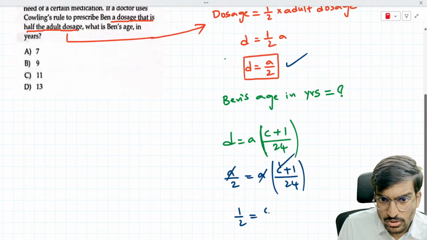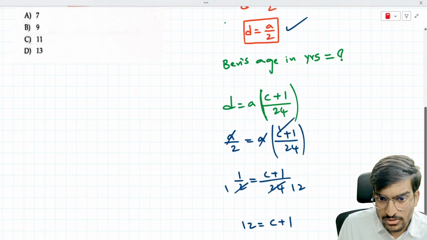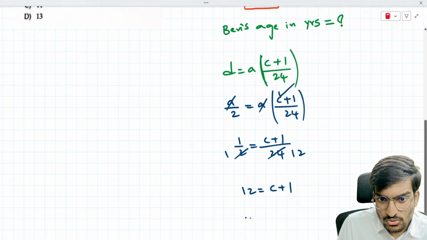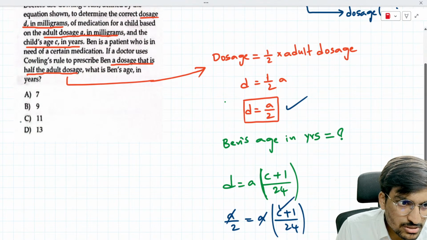1 by 2 equals C plus 1 by 24. From here it is too easy. 12 ones are 12, 2 ones are 2, so 12 equals C plus 1. C equals 11, 12 minus 1, which is 11. So option C is correct.